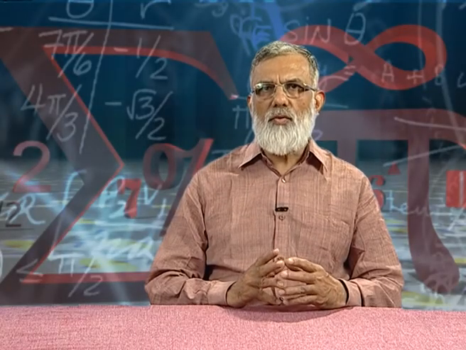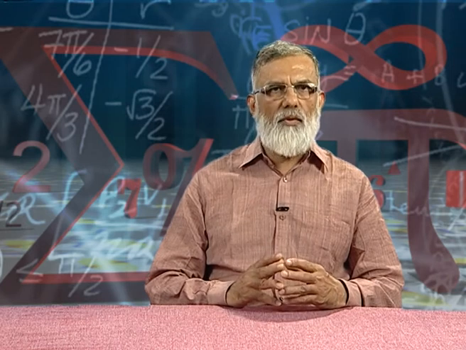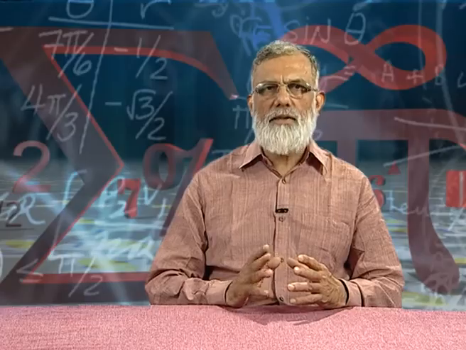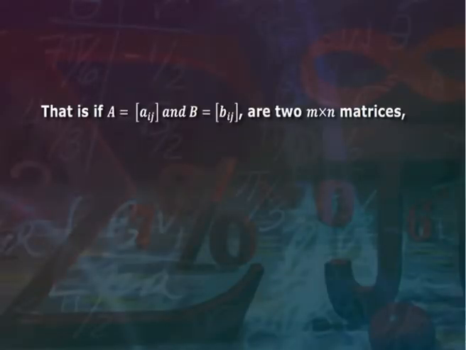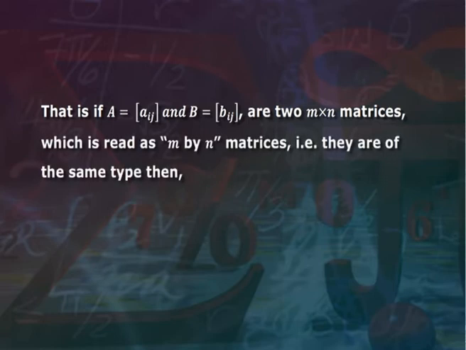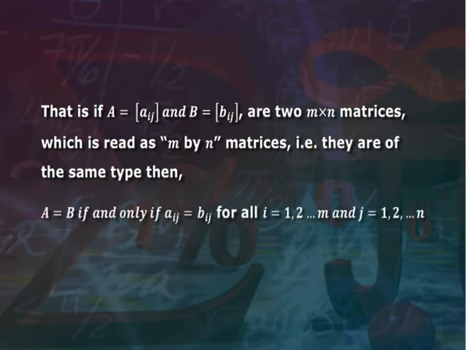We also note, as in the case of vectors, that two matrices are equal if and only if their corresponding entries are the same. That is, if A equal to [Aij] and B equal to [Bij] are two m cross n matrices, which is read as m by n matrices, that is, they are of the same type, then A equal to B if and only if Aij equal to Bij for all i equal to 1, 2 up to m and j equal to 1, 2 up to n.